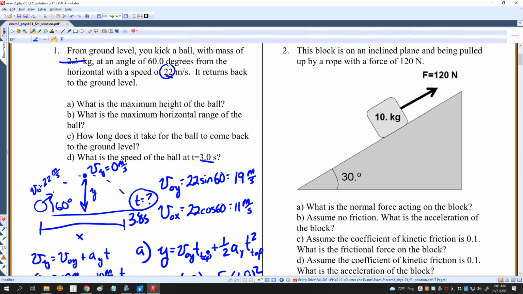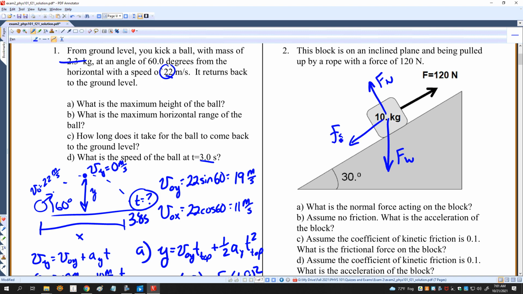Now let's look at this one. I have 10 kilogram block. There's a rope pulling up on it with 120 newtons. Let's go ahead and just label all my forces here. I have my force weight. I have my force normal. And I'm going to have a frictional force. I'm going to go ahead and put it here.